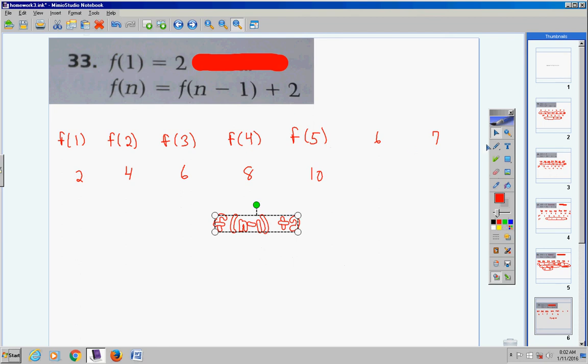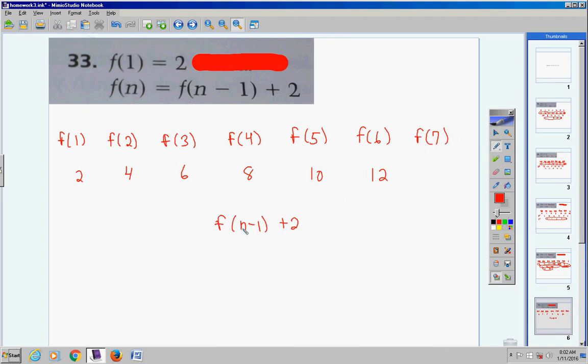Moving on to f of 6. Put a 6 right here. 6 minus 1 is 5. F of 5 is 10. 10 positive 2, that's going to give me a 12. All right, now we're going to evaluate f of 7.